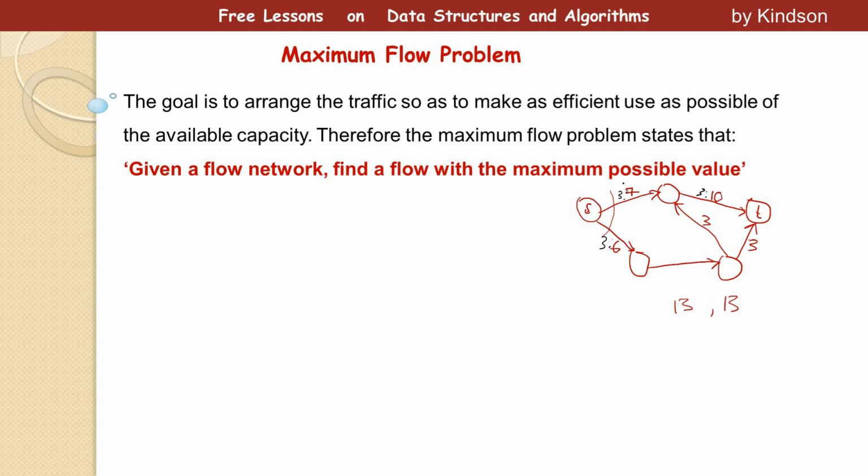Practically, we might not be able to have a flow that is equal to the capacity. Theoretically, yes, we could have a flow that uses all the capacity, but most times in practical purposes that is not always possible because of the internal design of the flow network. So what I want you to understand is what the maximum flow problem is all about.